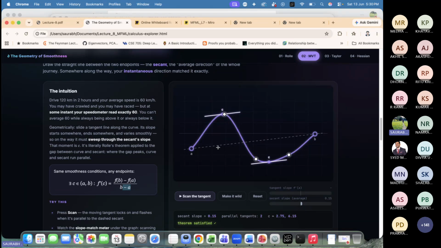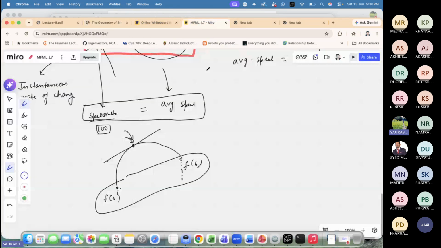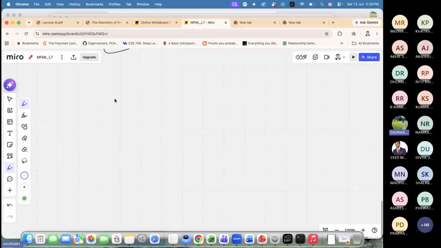Now, when you are calculating the average speed, at some point in time during your journey, the instantaneous speed that you see on your speedometer would have been equal to the average speed. That's the meaning of the mean value theorem. But the idea of the mean value theorem is much bigger than this. Why I'm saying this is because if you think of what we have written, f dash c is equal to f(b) minus f(a) divided by b minus a, right?